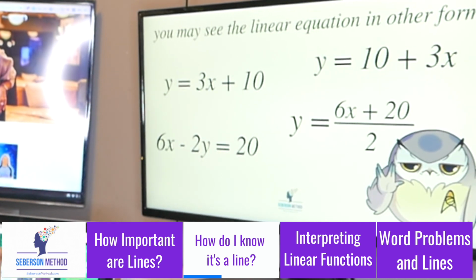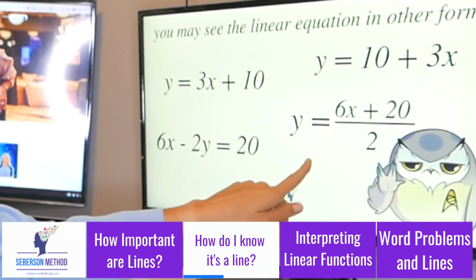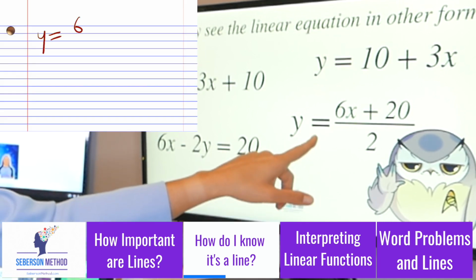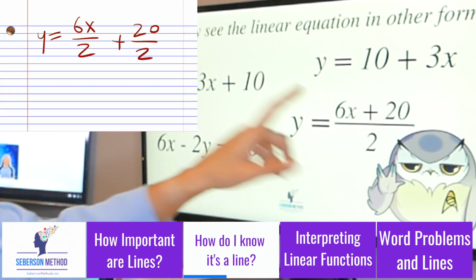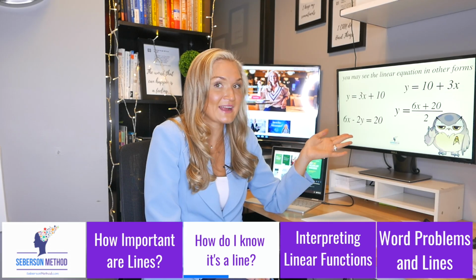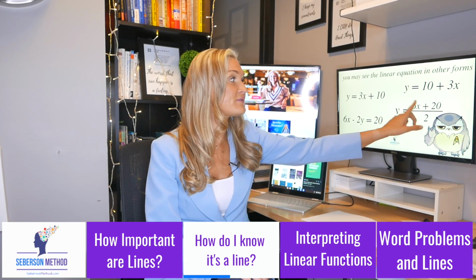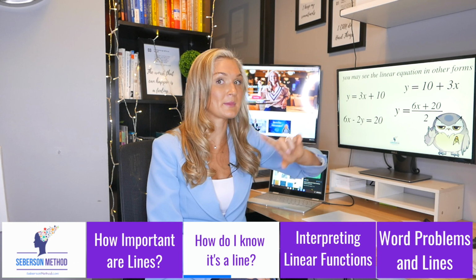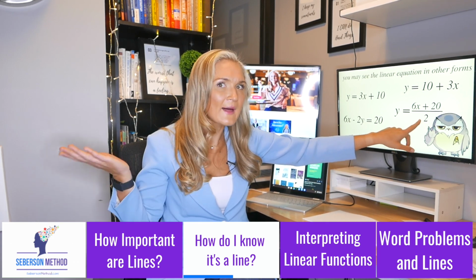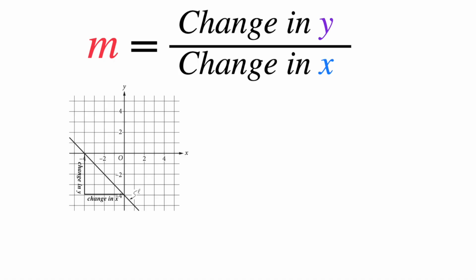And this one, believe it or not, is also a linear equation. Think about this. You're going to split the fraction. You're going to say y equals 6x over 2 plus 20 over 2. Then it's going to be 3x plus 10. We're back to the same thing. It's absolutely essential that you recognize that this is also a linear function. Remember, x and y could not be in the denominator, but if the denominator is just a number, an integer, you're totally fine. You are probably looking at a linear equation.